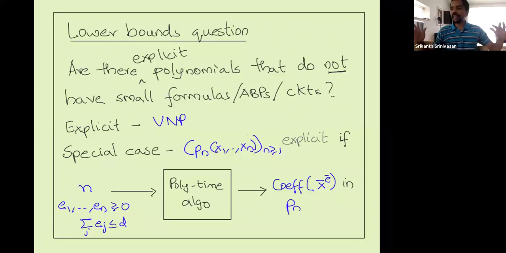This is what I call an operational definition, in the sense that most times when you want to show that a polynomial is in VNP, you can use this definition and conclude that it is. But this is not the formal definition.